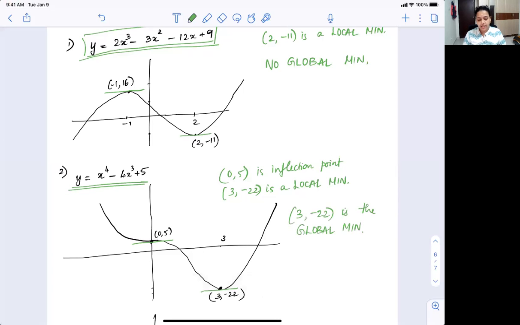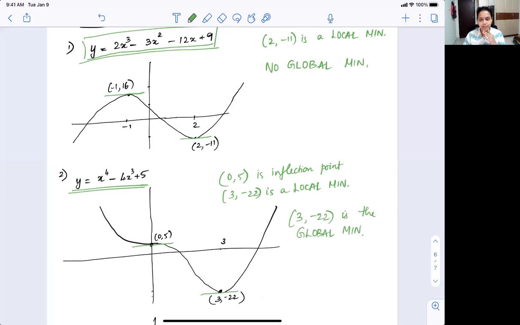So that's broadly the distinction between local and global maxima and minima. I say maxima and minima because that's the plural for maximum and minimum, and you can have more than one maximum and minimum point in a particular function. So I want you to be familiar with this terminology of local and global optimum points.